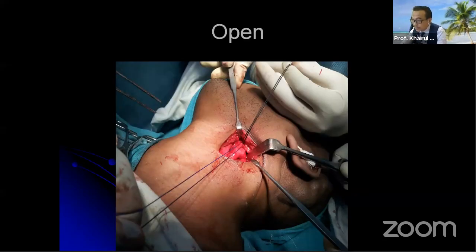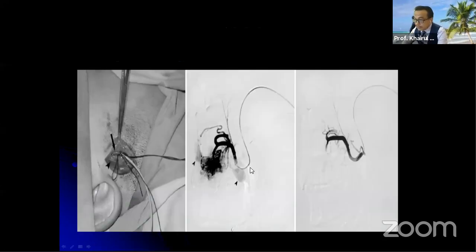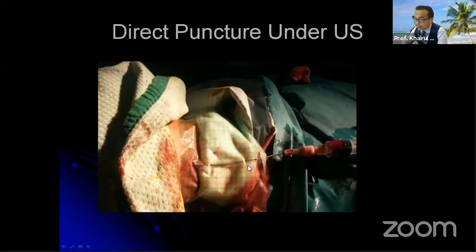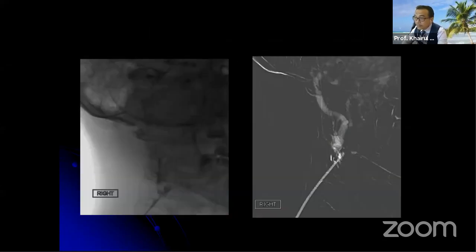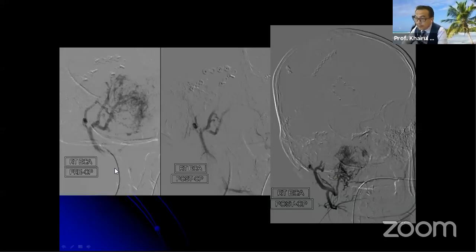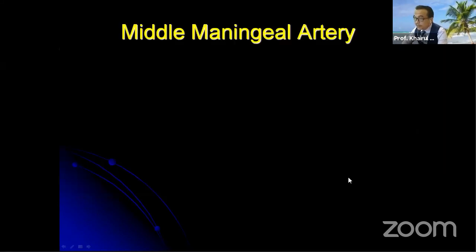So for this kind of patient, we need to expose the artery, or maybe you can also do a direct puncture to complete the embolization before sending for surgery. Yeah, this is direct puncture and pre-embolization.